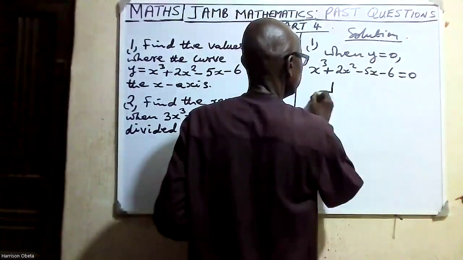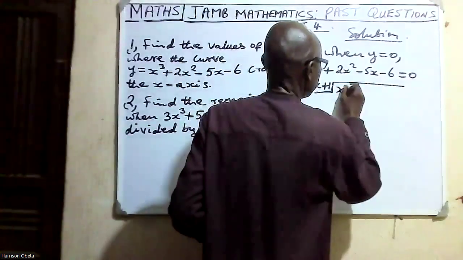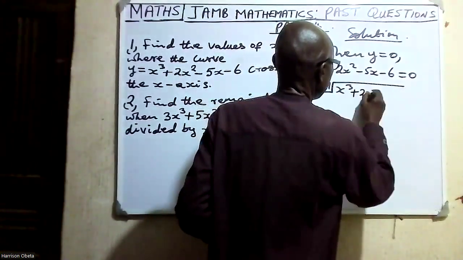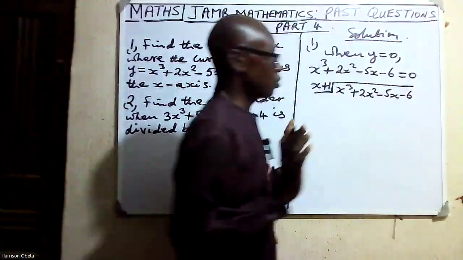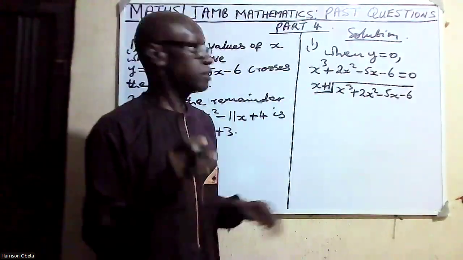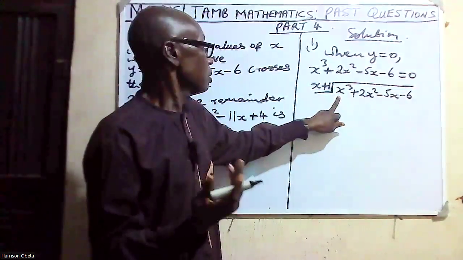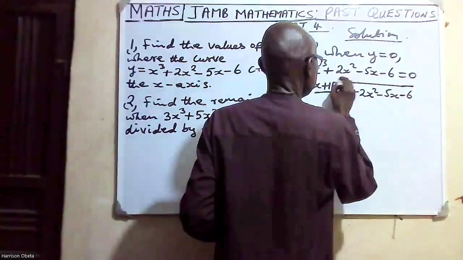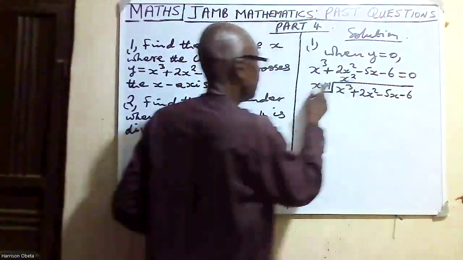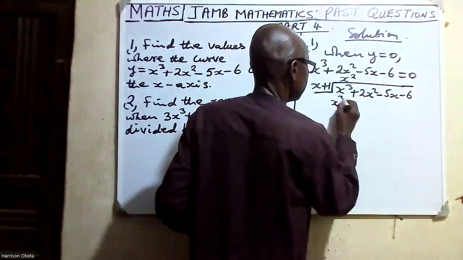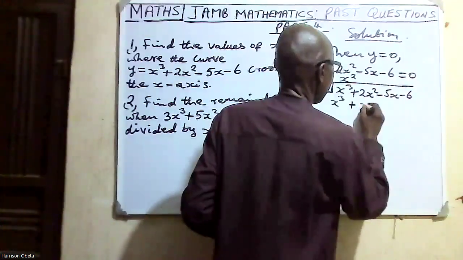So we're now going to have x plus 1 into x cubed plus 2x squared minus 5x minus 6. We're going to use long division. And in this case, you will always try to get the first value here as you are dividing. So what are we supposed to use? It means the first thing should be x raised power 2. X raised power 2 times this will give us x raised power 3. X raised power 2 times this will give us plus x squared.